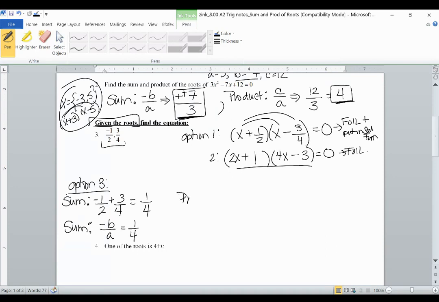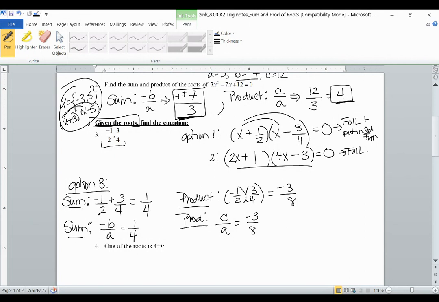And I'm going to go over to the product. For my product, I'm going to take -1/2 and multiply it by 3/4. Multiply straight across the top, straight across the bottom, I get -3/8. So now for my product of my roots is c over a. I'm going to set that equal to -3 over 8.